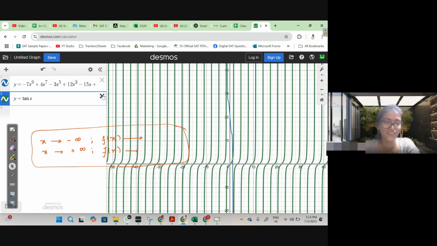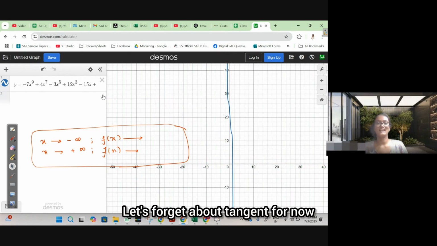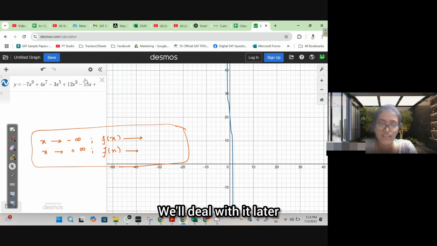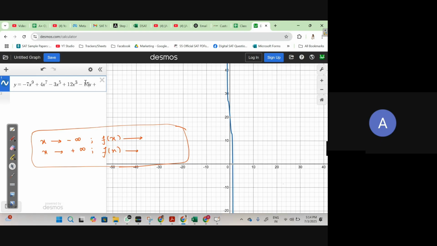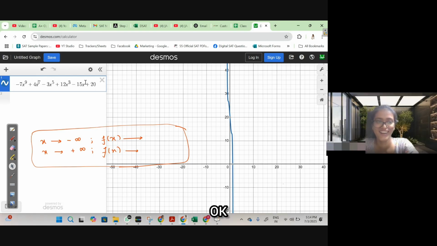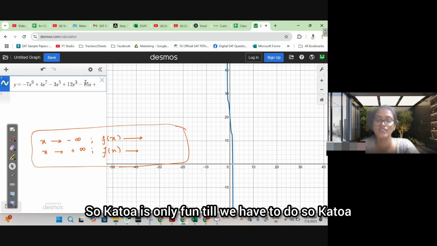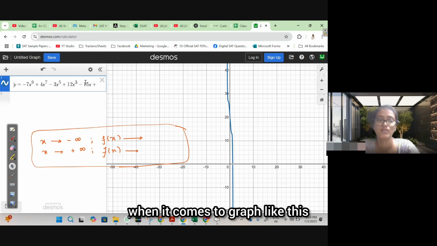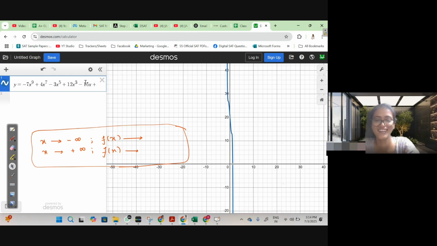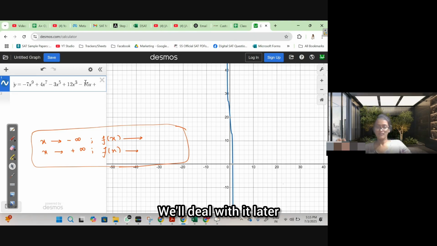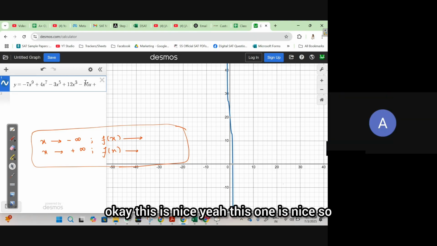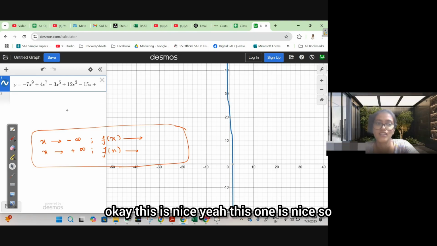I'm doomed. Okay, let's forget about tangent for now. We'll deal with it later. Oh, my head. SOHCAHTOA is only fun till we have to do it when it comes to graphs and things like this. Oh my god, don't worry about it. We'll deal with it later. Okay, this one is nice.